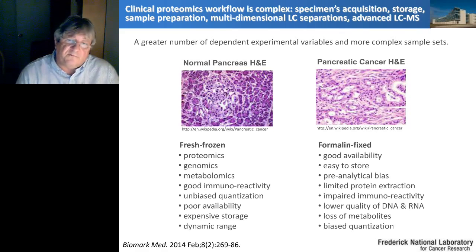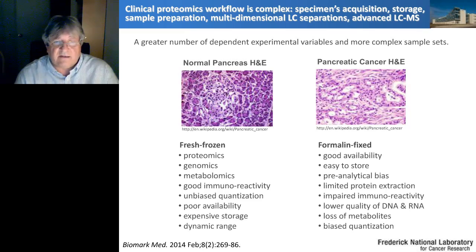Again, formalin fixed tissue is readily available. You have a lot of repositories. You don't need refrigeration for that. They are easy to store. But then the trouble is the pre-analytical bias, because those are formalin fixed: it is difficult to extract the protein, immunoreactivity is lowered, quality of DNA and RNA is lower, and you basically lose metabolites.